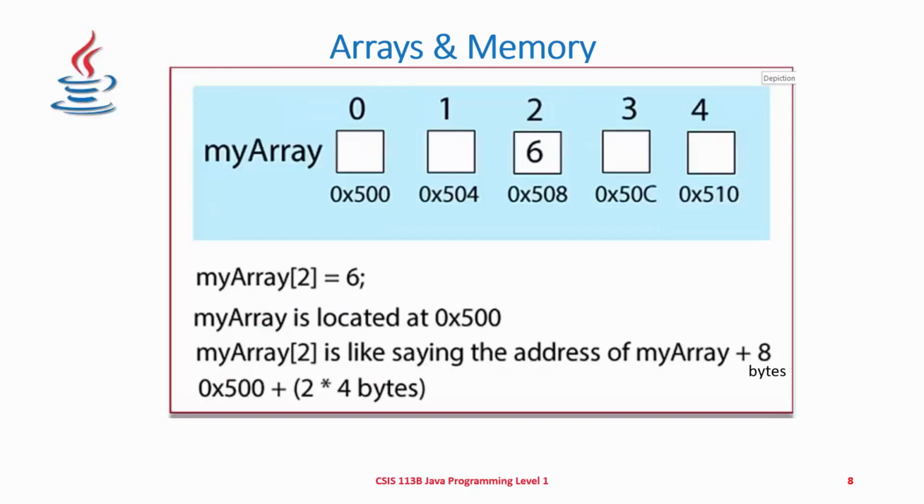So when we say that we want to get the value in my array at index 2, that's the same thing as saying the address of my array, because what's being stored on the stack for my array is the actual beginning address of the array. So that's at 500. We're trying to access the third element, index number 2, so that means that 500 plus 8 bytes is where the Java virtual machine will attempt to locate the value that we want to retrieve.